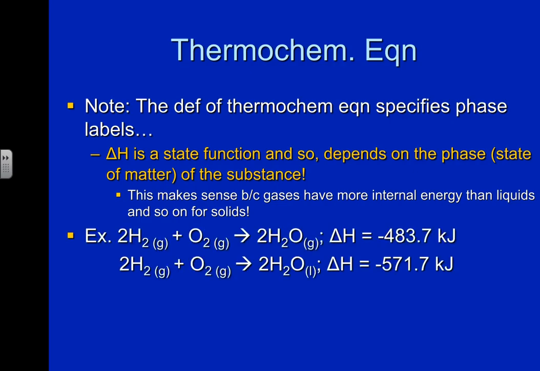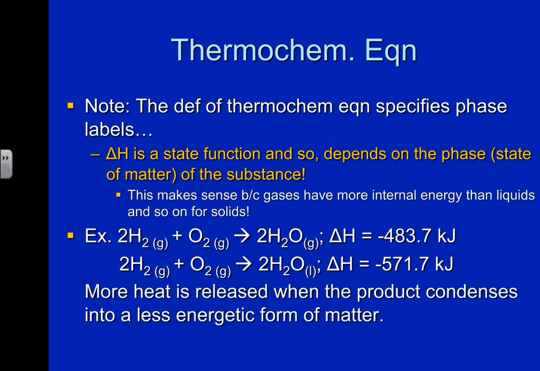So in the case of these 2 equations, I just want to point out that they look very similar on the surface, do they not? They both have hydrogen gas, and they both have oxygen gas in the same molar ratio, and we have H2O with the same molar ratio, but here's a difference. We have the gaseous version versus the liquid version, and you can see 2 different enthalpies of reaction at the end of those 2 different equations. So in this case, again, more heat is released when the product condenses into a less energetic form of matter. If you look carefully at the numbers, they really should make sense.